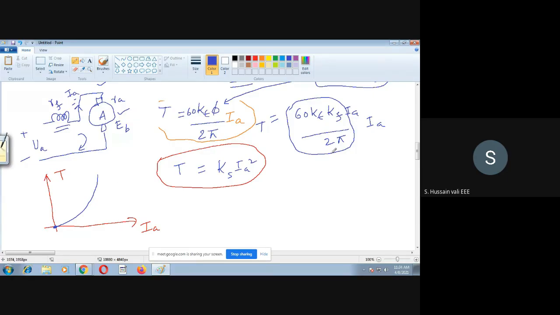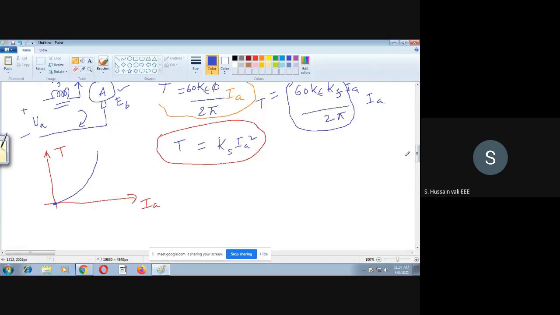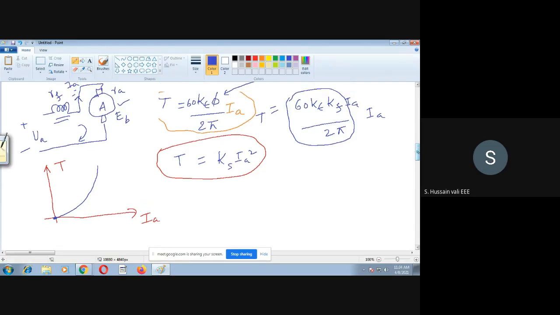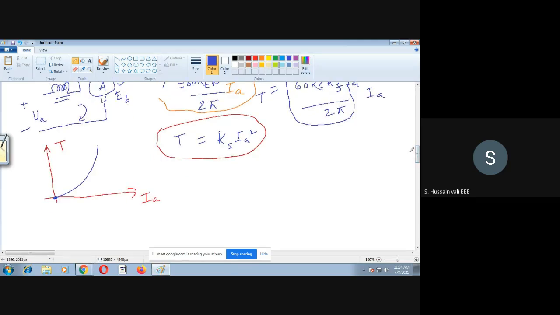Then we'll go further. We would like to know the relationship between speed and torque in the case of the DC series motor also, and that we are going to derive now. To do that, once again we require this equation. We start with Va is equal to Eb plus Ia Ra. This time it is Ia into Ra plus Rf, that's important.